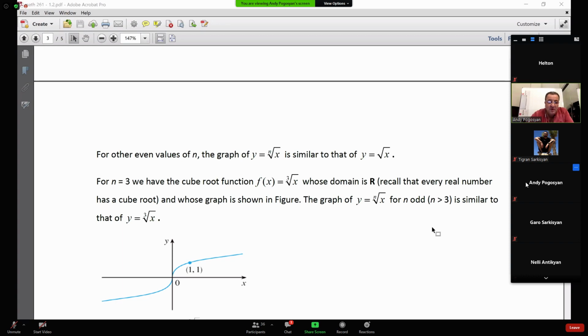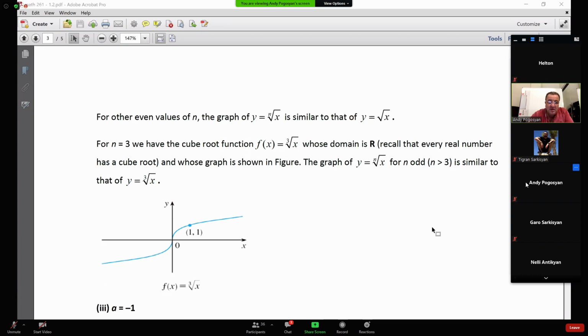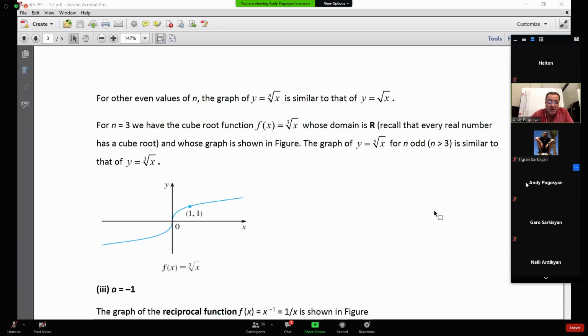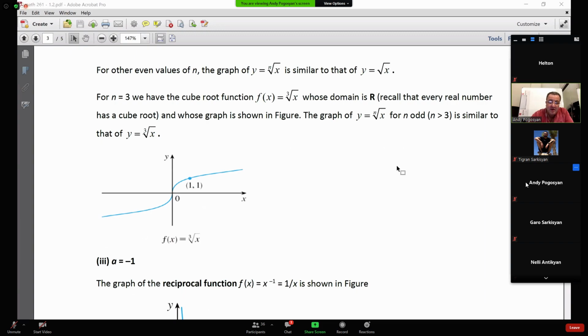For n equals 3, if the index is an odd number, then there is no restriction. We can have negative numbers under the radical, so the domain will be all real numbers. So y equals the nth root of x for n odd is similar to the graph of y equals cube root of x.